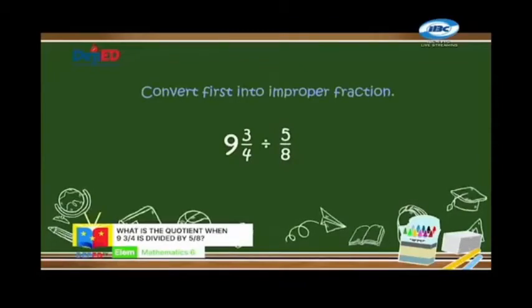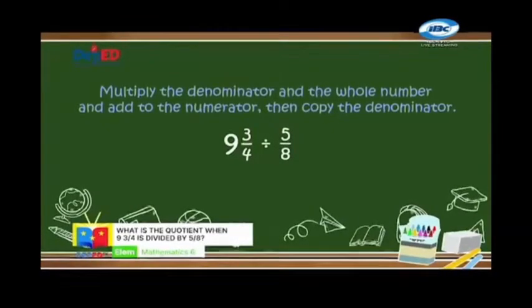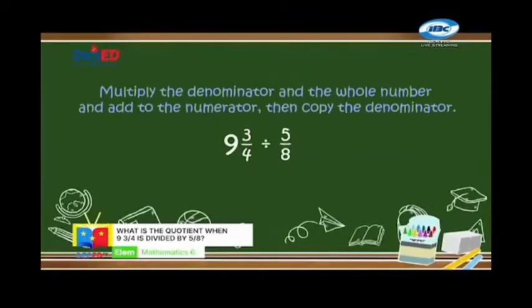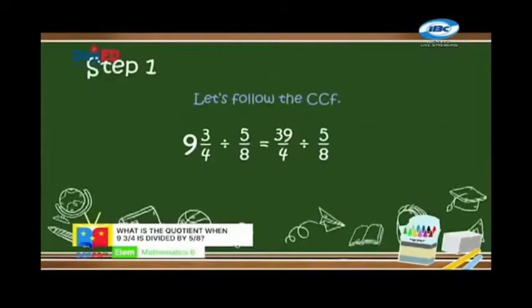Since the given dividend is a mixed number, let's convert first into improper fraction. In changing mixed number into improper fraction, multiply the denominator by the whole number and add to the numerator. Then, copy the denominator. 9 3/4 equals 39/4. We can divide now 39/4 by 5/8. Let's follow the CCF. 39/4 divided by 5/8.